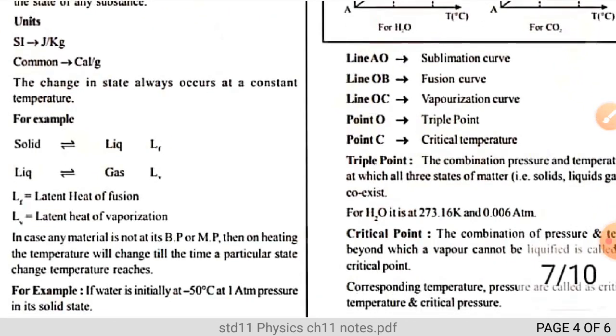So solid to liquid and liquid to gas. If we are talking about solid to liquid or liquid to solid, that particular latent heat we call latent heat of fusion. We use latent heat of fusion for the conversion of solid to liquid and liquid to solid.